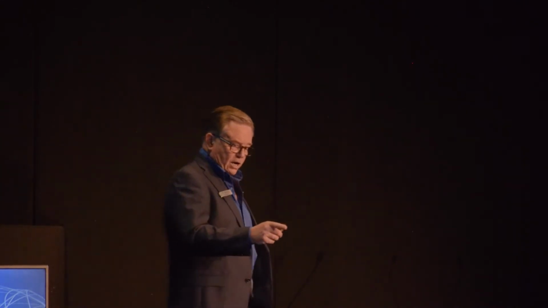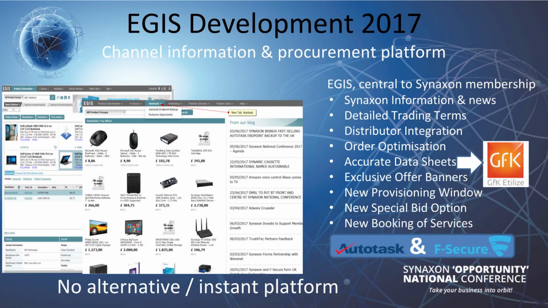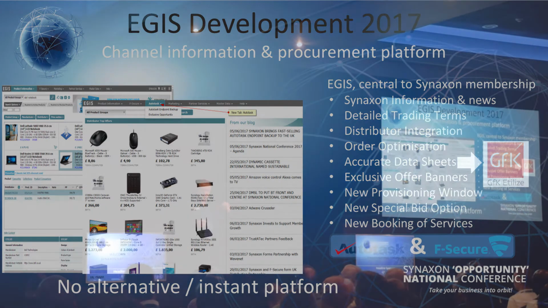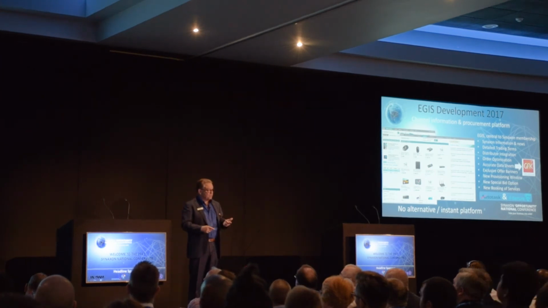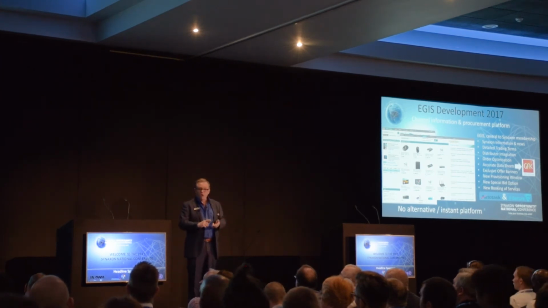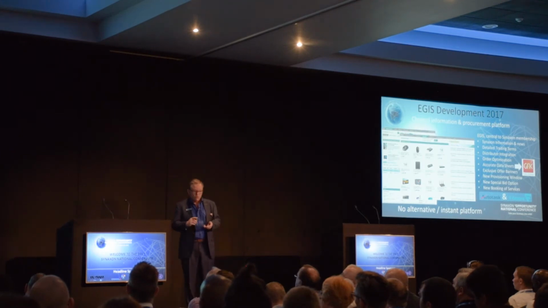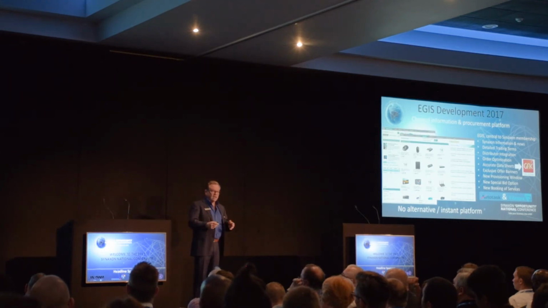If you look across the navigation bar at the top, you'll find that you can drill down into that and you can find detailed trading terms. These are going to be expanded. You need to know from your service partners who is tech support, who is the accounts department. You need to know all of the contacts, you need to know about the company, and this is where you will find it, within EGIS.